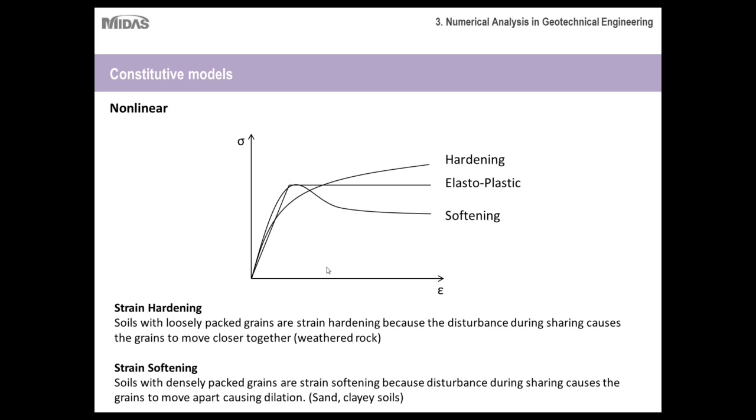That accounts for a lot of settlement. So for example, for alluvial layers such as sand or slowly consolidating layers such as clay, this behavior becomes more and more prevalent.